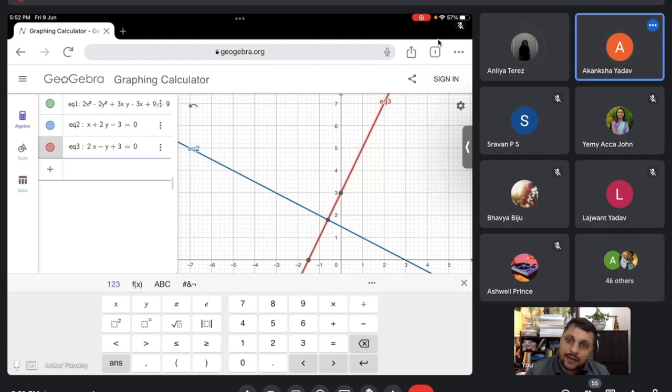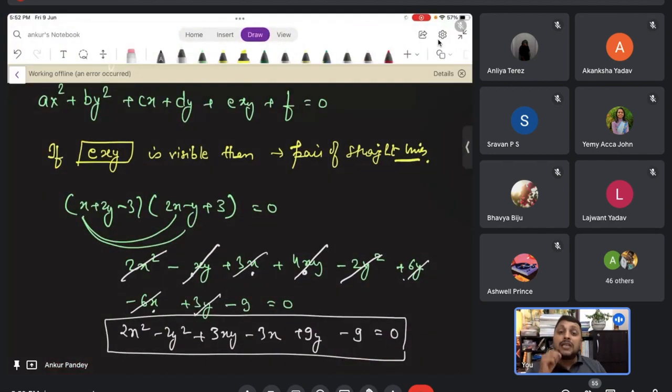It's nothing but two lines combined together. Fine? Hence, when you see the equation of a line, in that x and y both will be there. In the equation of another line, x and y both will be there. When these two equations are combined, there will come a term of x into y. Hence, we say that in the second order equation, when you see x into y, you should say that this shape is a pair of straight lines. Understood?